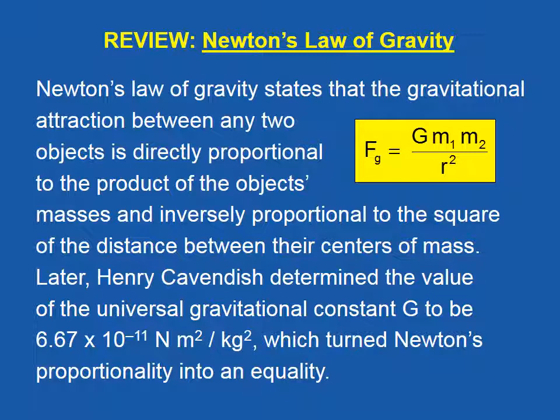Let's review. Newton's law of gravity states that the gravitational attraction between any two objects is directly proportional to the product of the objects' masses and inversely proportional to the square of the distance between their centers of mass. Later, Henry Cavendish determined the value of the universal gravitational constant G to be 6.67 times 10 to the negative 11th newton meter squared per kilogram squared, which turned Newton's proportionality into an equality. That equation in yellow we call Newton's law of gravity.